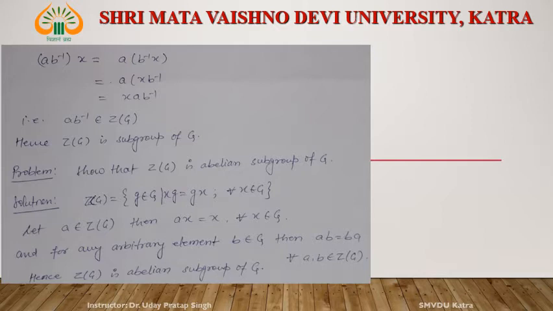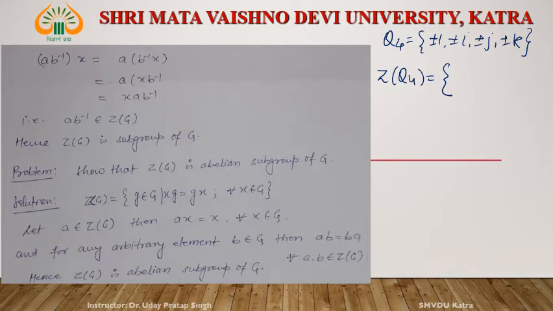Let us consider the quaternion group Q4. What is Q4? Plus minus 1, plus minus i, plus minus j, and plus minus k. What is Z of Q4? What is the center of Q4? Which elements satisfy the commutative law with the other elements?